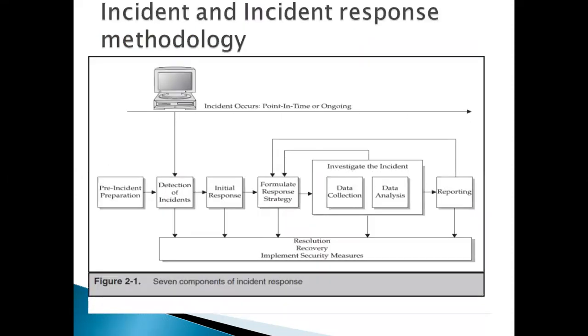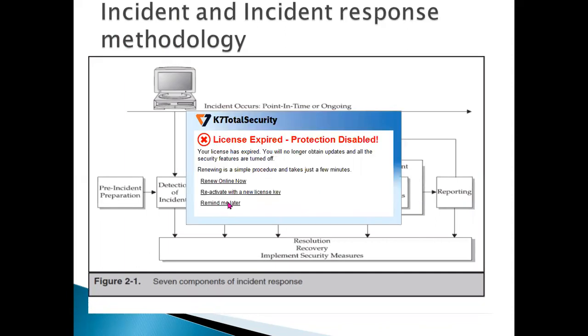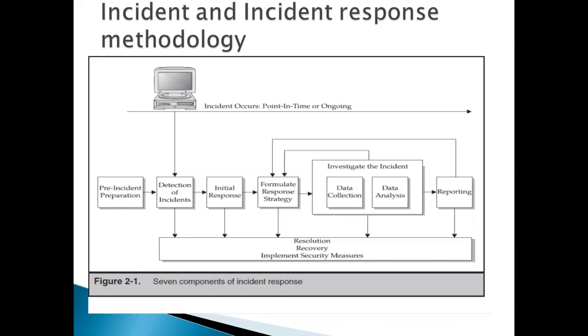In the incident response methodology, we have seven components. The first component is pre-incident preparation. Before the incident occurs, preparation should be there, and then detection of the incident. We should detect the reason for the incident to happen, and then initial response. What is the initial step that we are going to take if the incident occurs? And then formulate the response strategy. By means of lessons learned, we formulate the response strategy and then investigate the incident. Through investigation, we do data collection and data analysis, and that is reported in the form of a report.